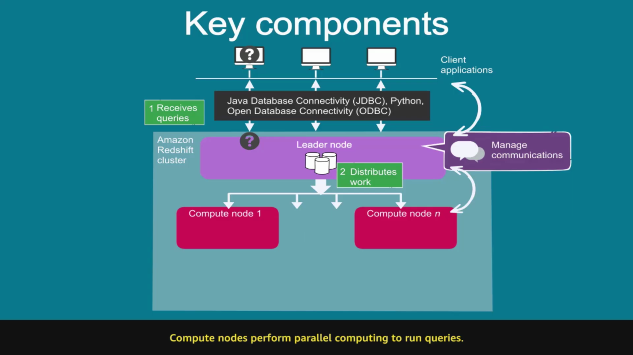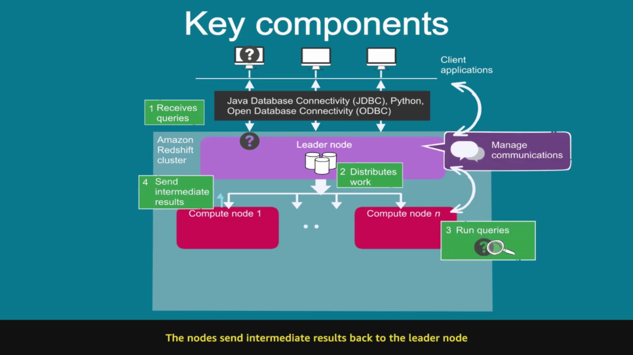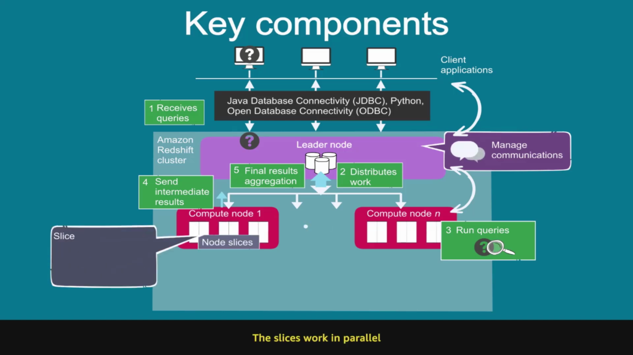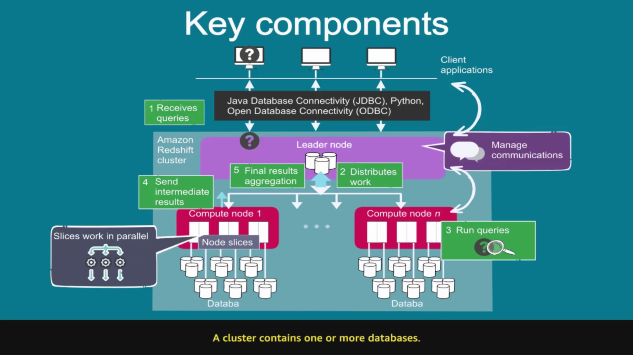Compute nodes perform parallel computing to run queries. The nodes send intermediate results back to the leader node for final aggregation. A compute node is partitioned into slices. The slices work in parallel to complete an operation. A cluster contains one or more databases.